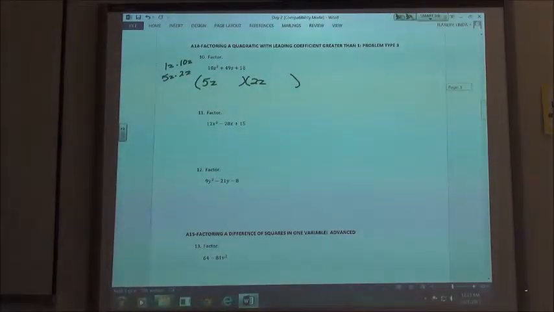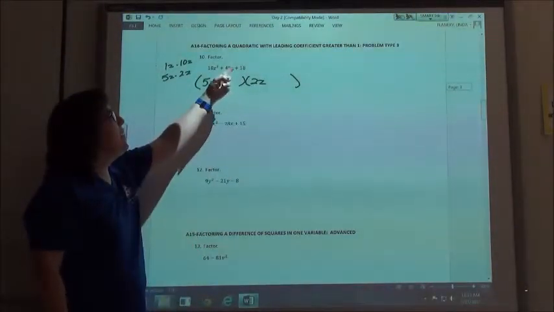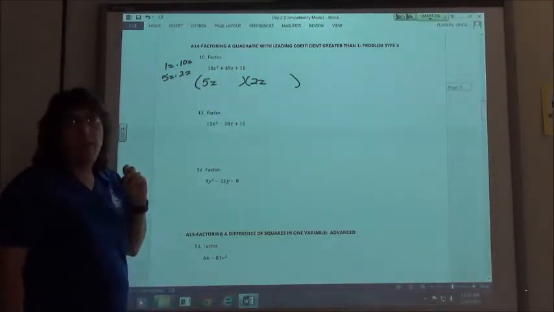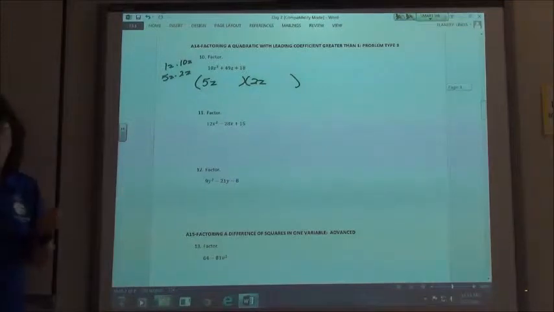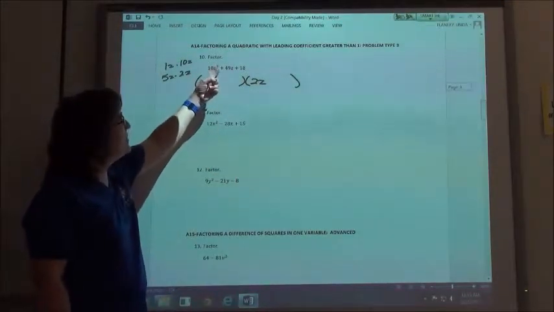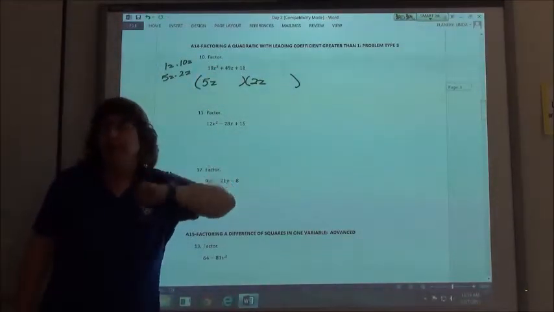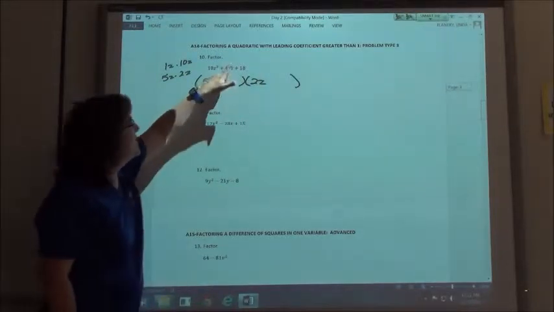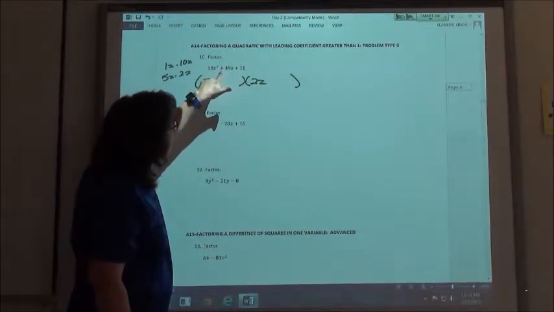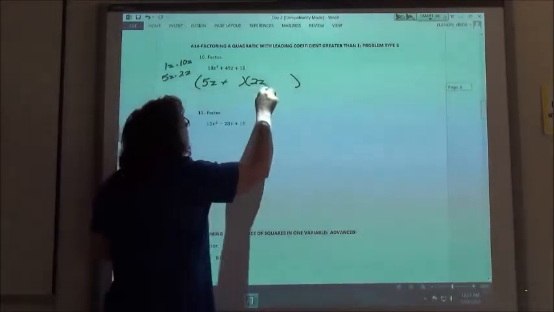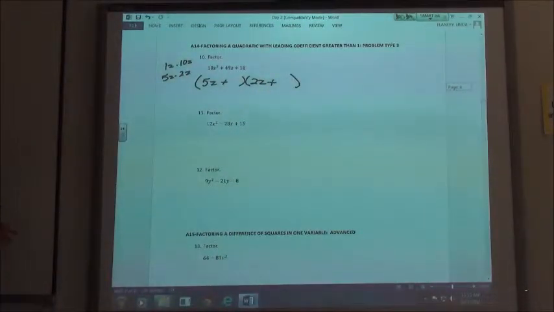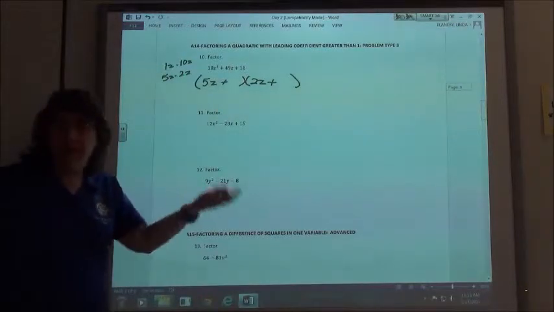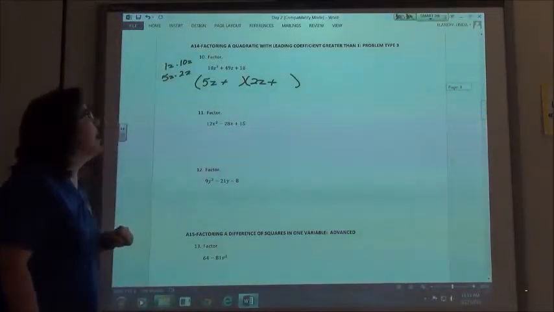The next thing I do is figure out my signs. If my end sign is positive, both signs have to be the same as the middle. So they either have to be both pluses or both minuses. I look at my middle sign. Whatever the middle sign is, that's the sign I'm going to use. So in this case, since the end is positive, both signs are the same as the middle, a plus and a plus. If the end is negative, we've got 1 plus and 1 minus, because a positive times a negative is going to give me that negative on the end.